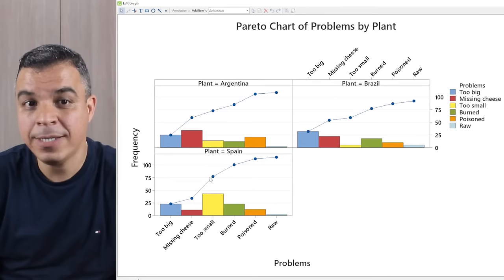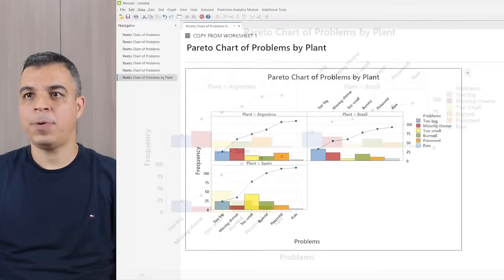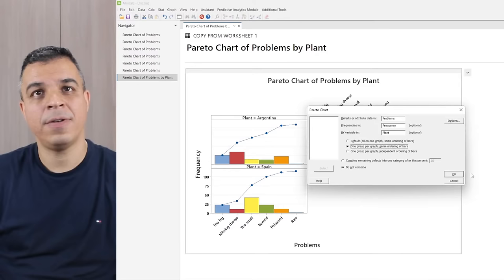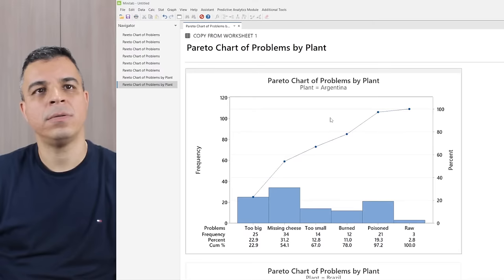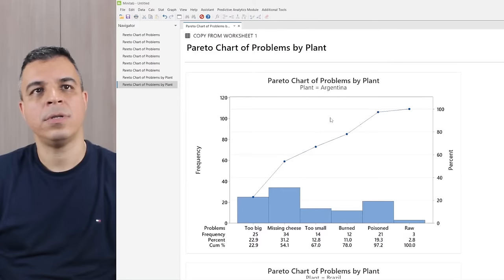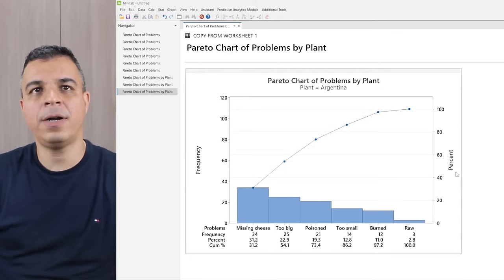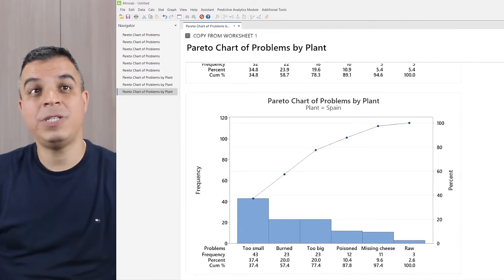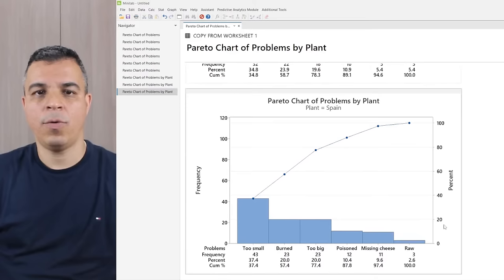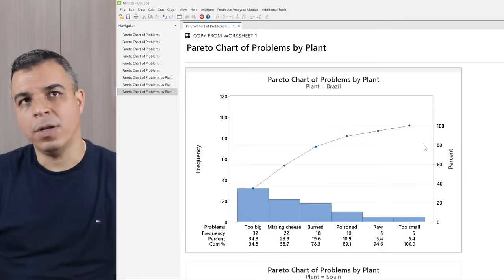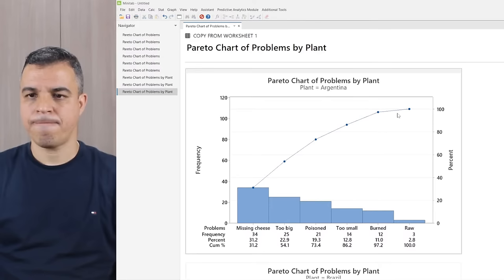Yeah, does it make sense? Type here for me. Did you guys enjoy this Pareto here? And then you can also do one group per graph, same ordering of bars, so we'll have three different Paretos. And then you can also have one group per graph, independent ordering of bars. And here, just to respect a certain property of Pareto, that is always to go from the highest frequency to the lowest frequency. Yeah?